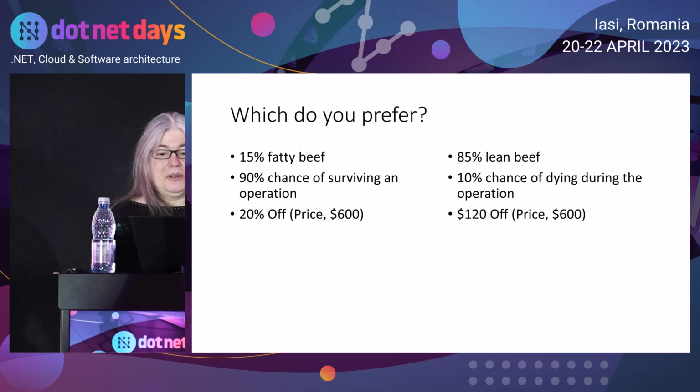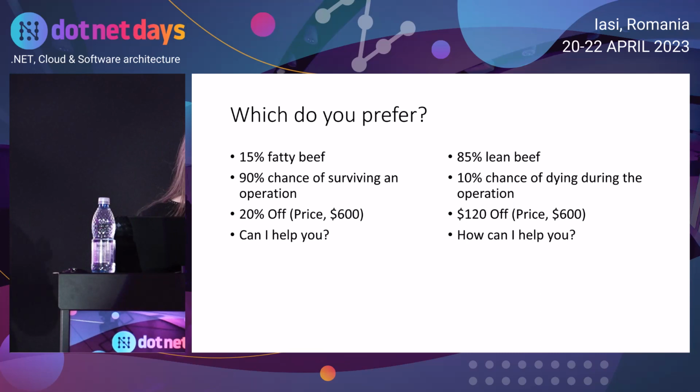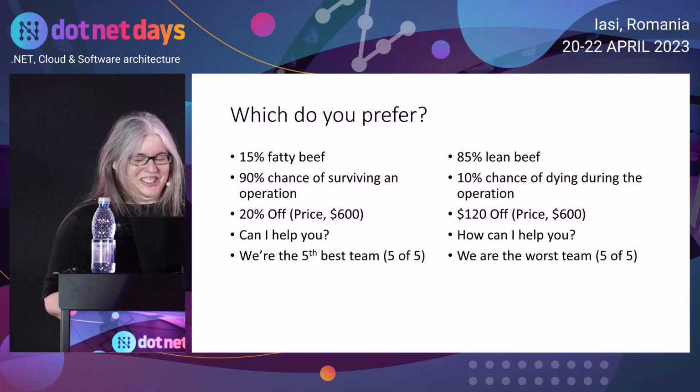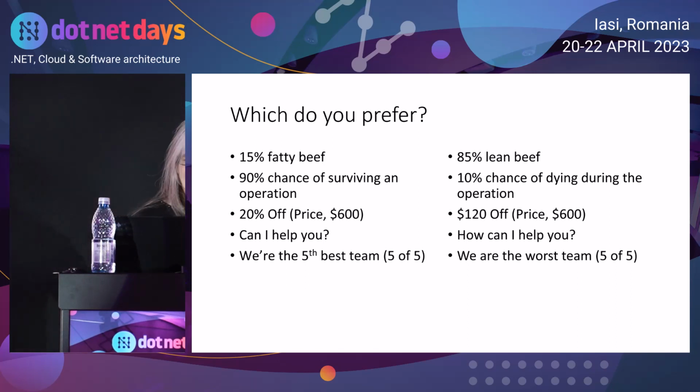Some of these, the same. 20% off or 120. 120 sounds better, right? Also, if you notice, people say, how can I help you? Because if they say, can I help you? You can say no. Or, this is a favorite. Always do this if you're the loser. Just go, we're the 5th best team out of 5. Right? Just don't say you're the worst. You could spin it this way.